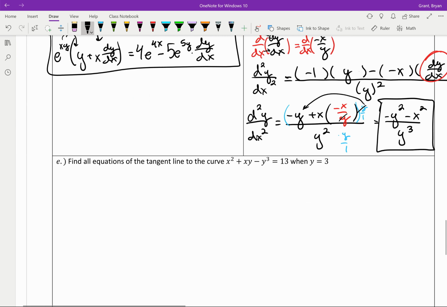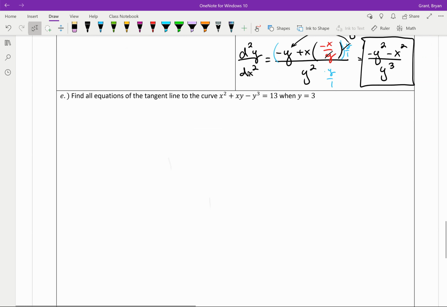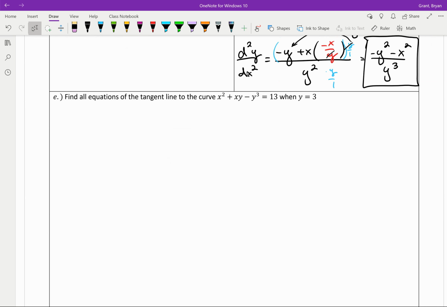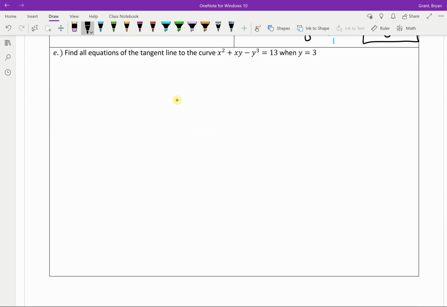Alright, last but not least, find all equations of the tangent line to the curve x squared plus xy minus y cubed equals 13 when y equals 3. What do they mean, all equations? Well, let's just set this up first. It's going to get kind of weird in terms of setting up your tangent line here. So I'm going to probably do everything in terms of dy dx. So actually, let's just start with the tangent line.